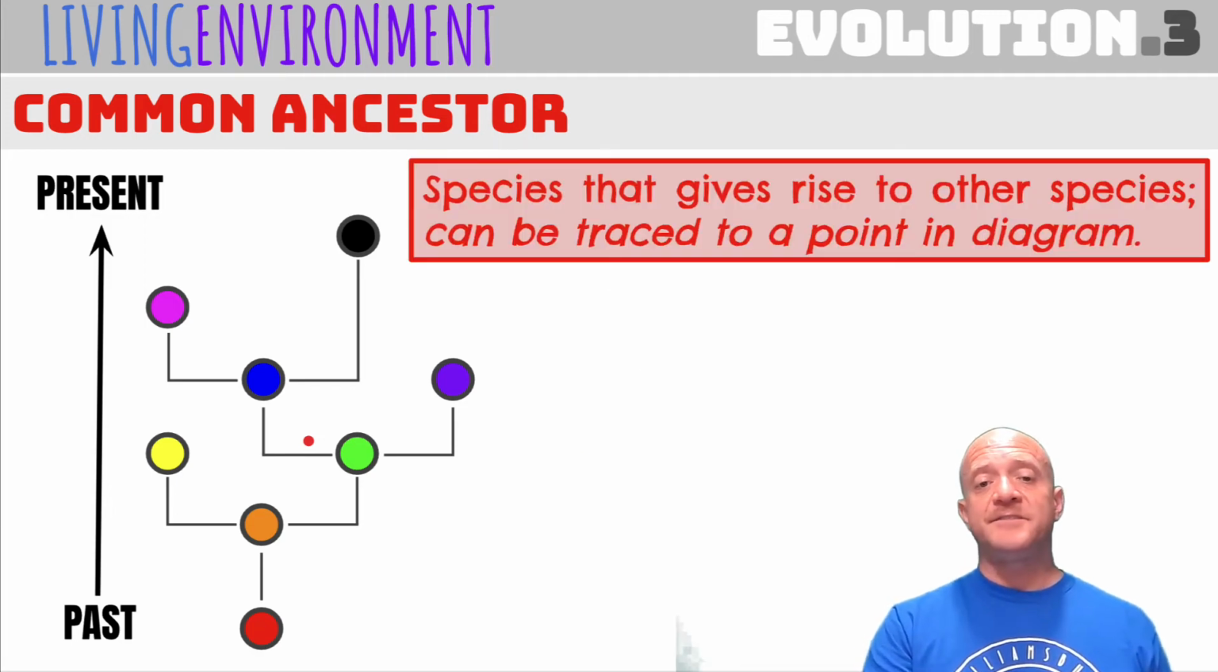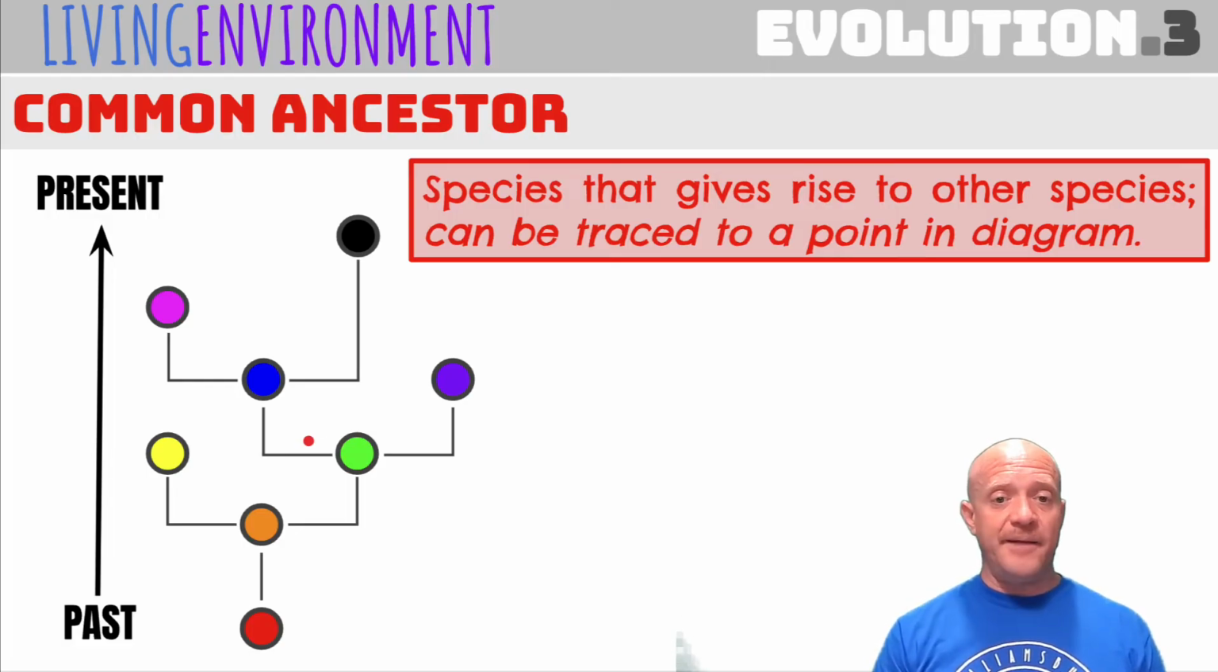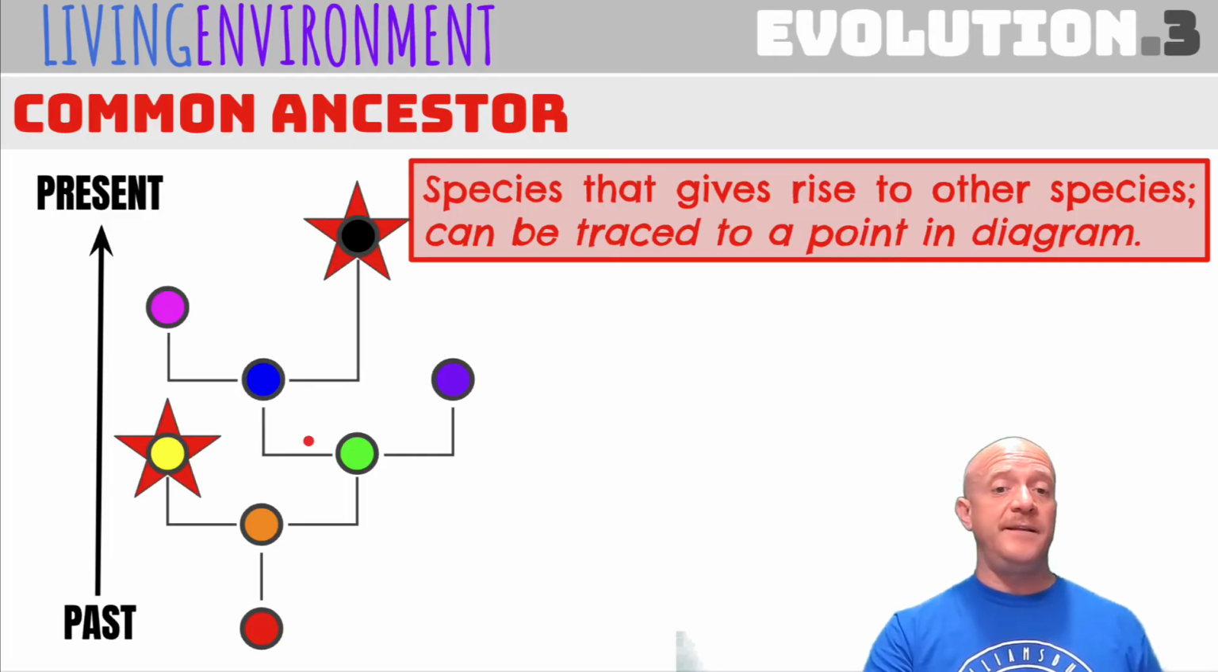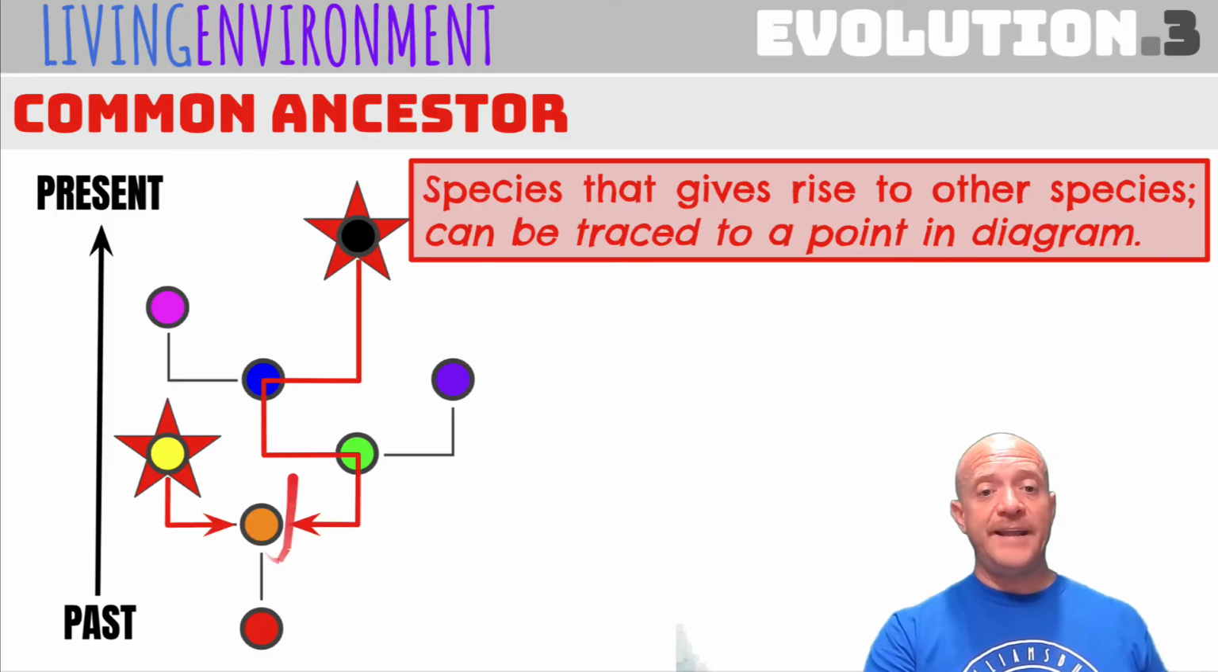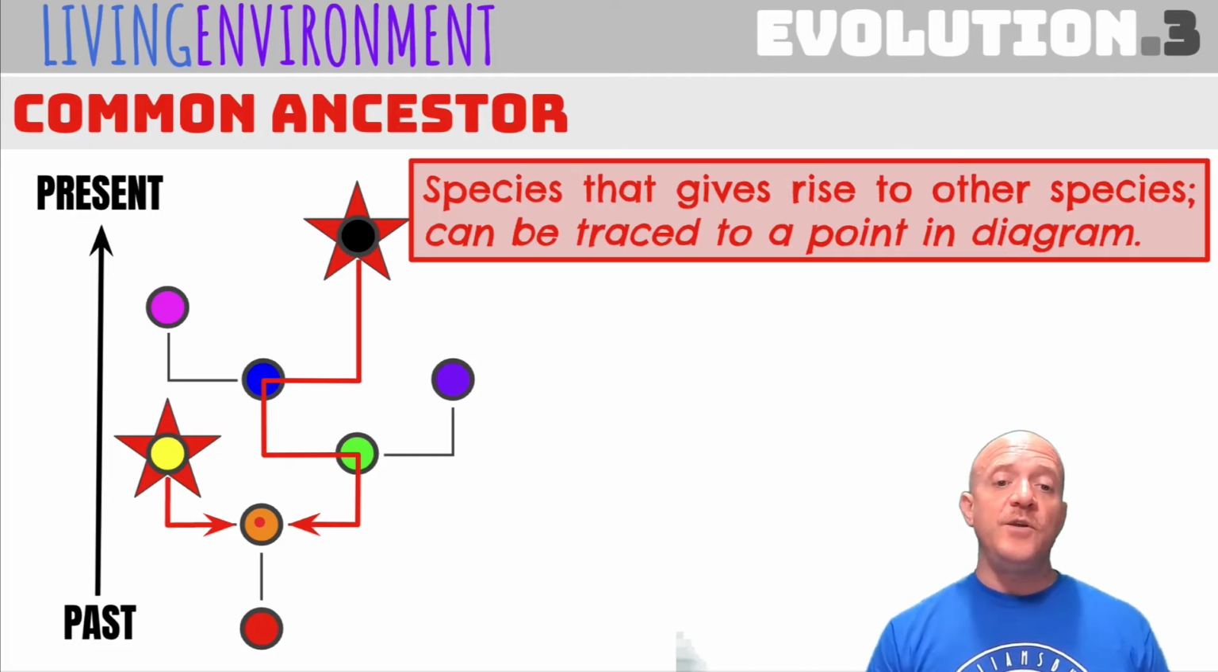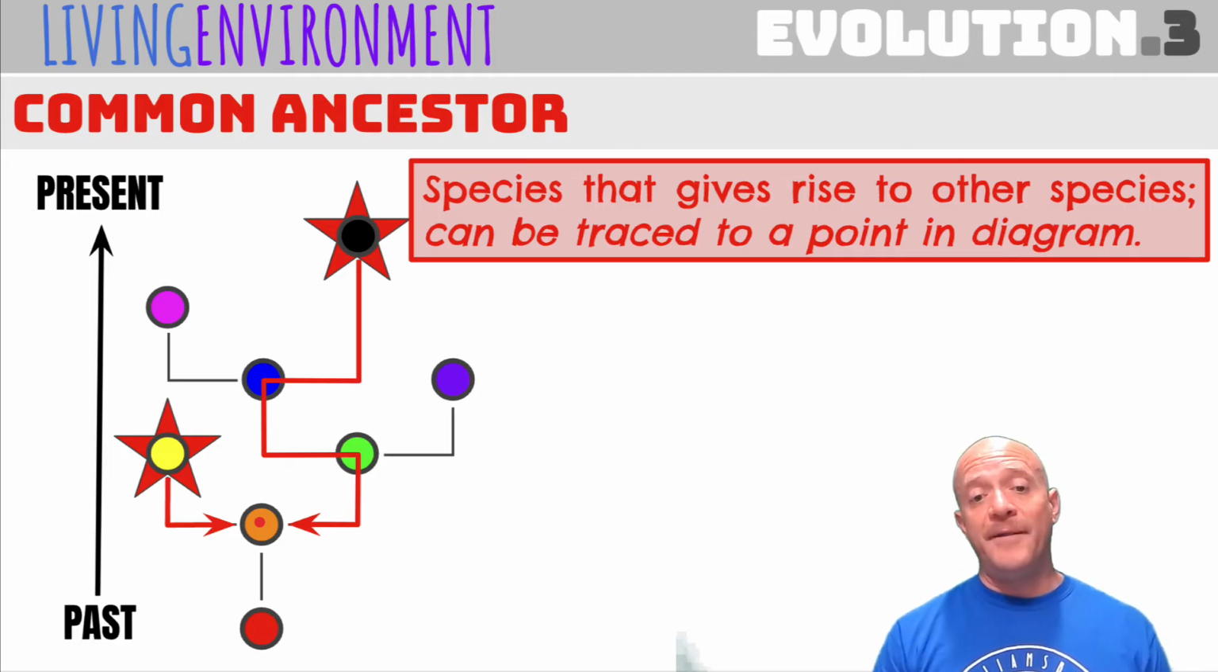But a common ancestor is a species that gives rise to other species, and it can be traced back to a point in the diagram. So if I wanted to know the common ancestor between the black circle and the yellow circle, what would the common ancestor be? Well, what you should do is trace these back from the yellow and from the black. You trace them back to where the two lines meet. So the orange one would be a common ancestor.